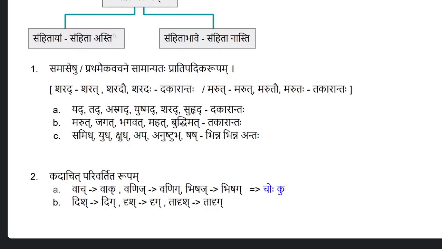And from there, you move on. So, what is that something that is starting? Here, there are two things. Samaseshu pratamaika vachane samanyata pratipadika rupam. Samanyataha. This is usually used everywhere because most of the cases will be like this and there will be a few exceptions. So usually you see samanyataha or prayaha in any definitions as such. So samaseshu, in samasas, and prathama eka vachana.